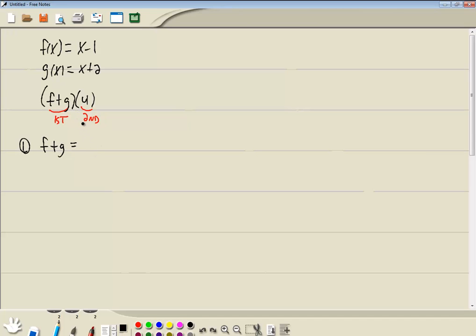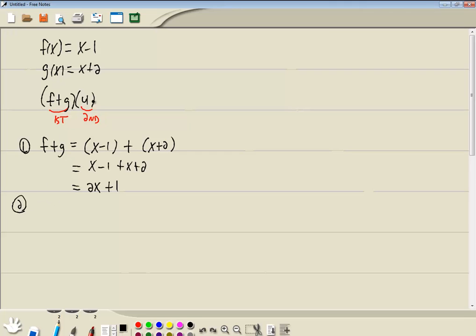Now, when you're performing some kind of operation on functions, what you do is put parentheses around each one of them and put whatever operation in between them. So I have parentheses around the x minus 1, then a plus, and then parentheses around the x plus 2. Those parentheses aren't actually doing anything, so we'll get rid of them. So we've got x minus 1 plus x plus 2. Combining like terms, x plus x is 2x, negative 1 plus 2 is 1.